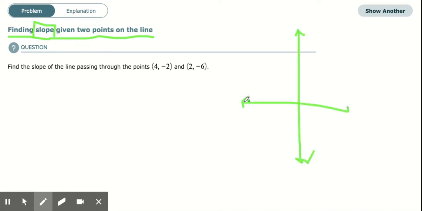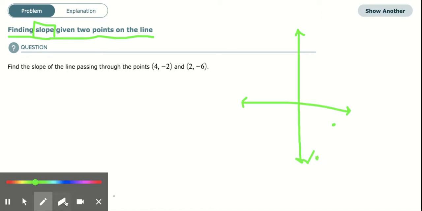The first point we have is (4, -2), so 4 to the right, 2 down, somewhere around here. The next point is (2, -6), so the 2 is the x, 2 over. It's halfway to the 4. And -6, so we're going down 2 and then down much further.